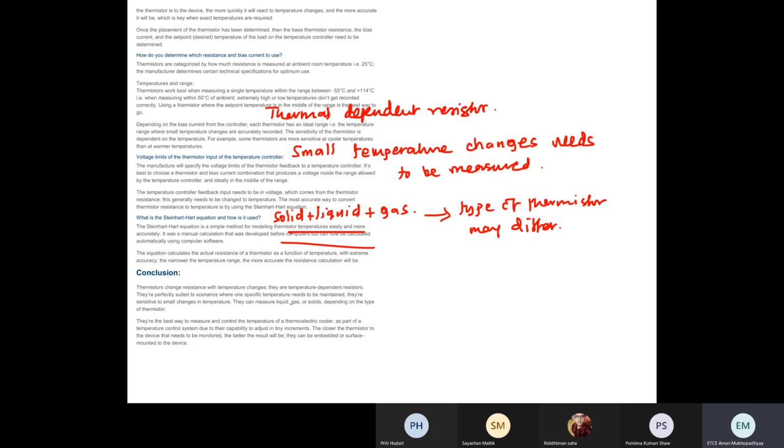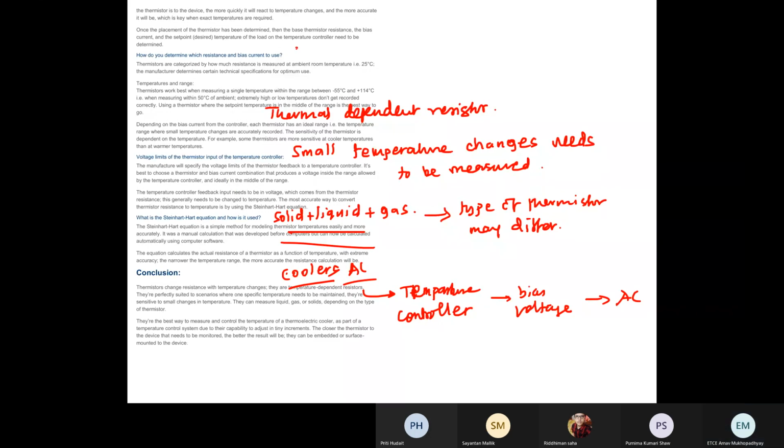Now, the best application for thermistors is for coolers, like ACs and all. What they do is they form part of the temperature controller circuit, which regulates the bias voltage to your AC. The closer the thermistor is to your device, to the sensing environment, the more accurate your measurement will be. So that's it for this chapter.